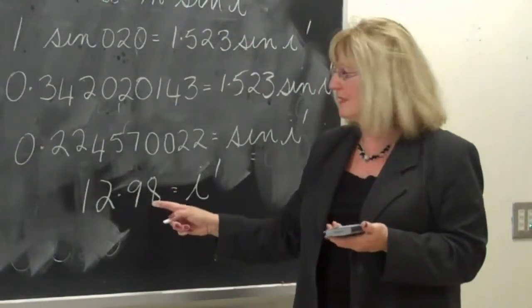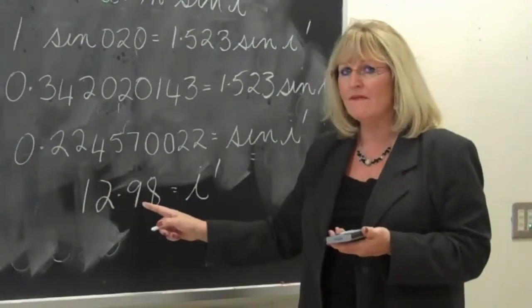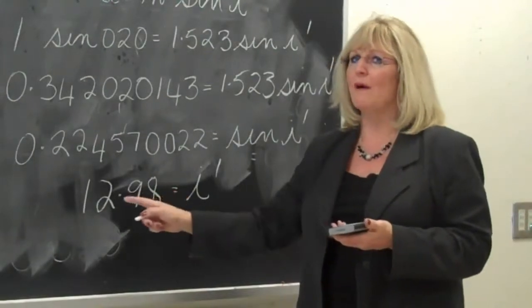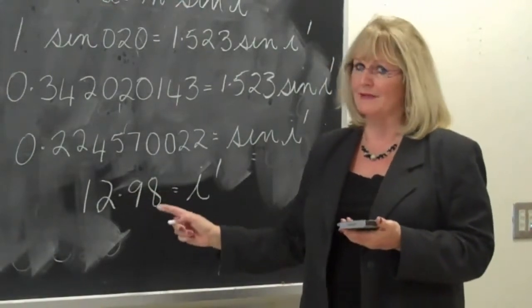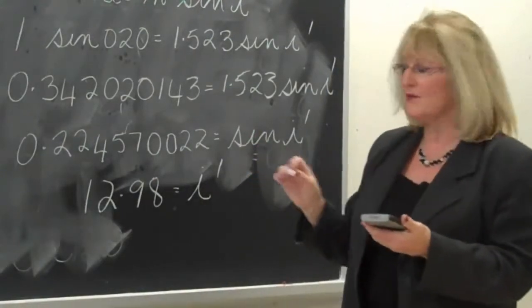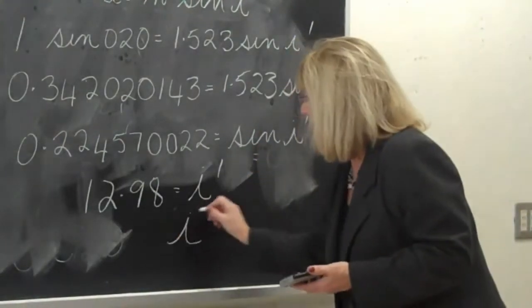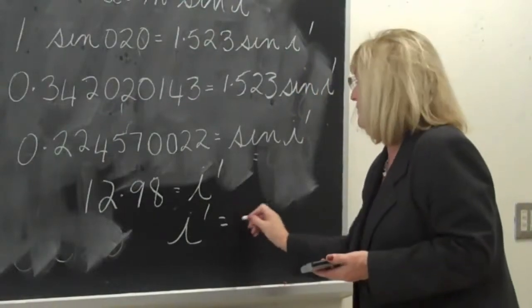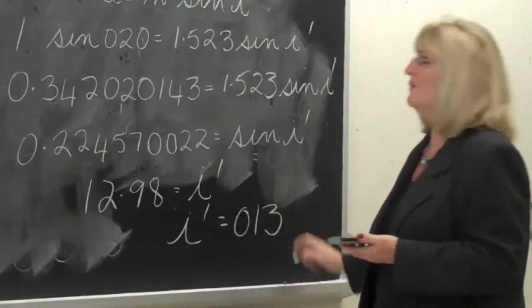And talking about rounding, if this was 12.5, I round up. So 12.4, I would have rounded down. So that's how I round in any of the equations that I'm looking at. So I primed is equal to the nearest degree, which would be 13.